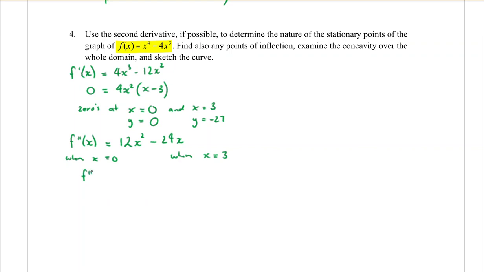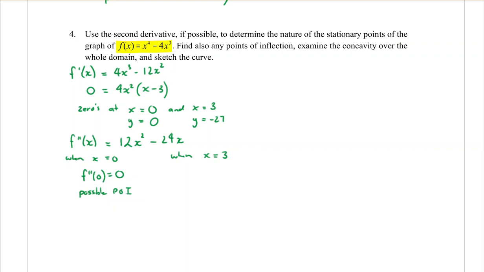So f double dash of 0, because I'm subbing in x as 0, would be 0. Oh, it's 0. What does that tell me? First derivative was 0. Second derivative was 0. It's a possible horizontal point of inflection. I still have to say possible until I test the concavity. But it's not a stationary point we've just discovered. It's going to be some kind of point of inflection probably in there. Let's try the other one. Actually, I better write that down there first. So let's write possible point of inflection. We'll come back to that one when we do our points of inflection.